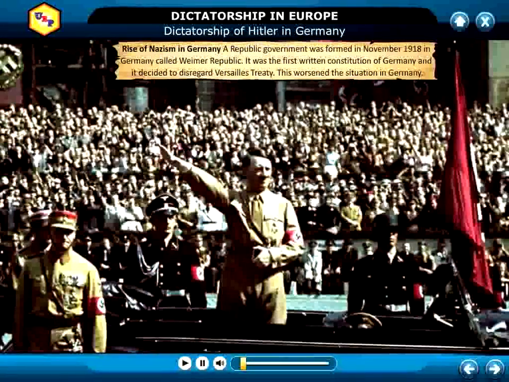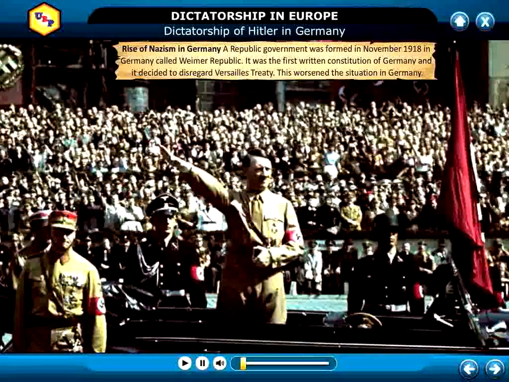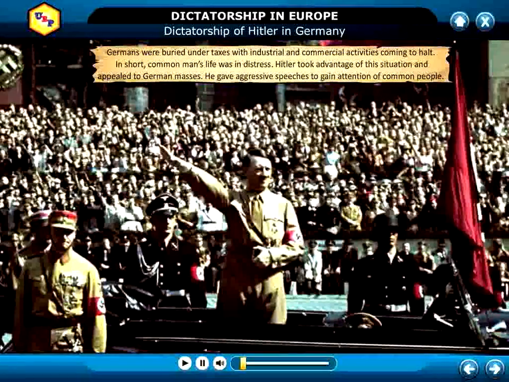Rise of Nazism in Germany. A republic government called the Weimar Republic was formed in November 1918 in Germany. It was the first written constitution of Germany, and it decided to accept the Versailles Treaty. This worsened the situation in Germany. Germans were buried under taxes, with industrial and commercial activities coming to a halt. In short, the common man's life was in distress.